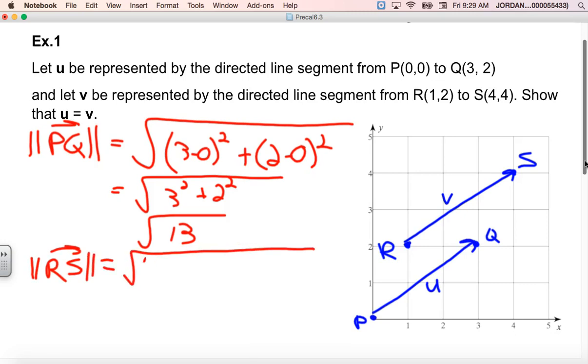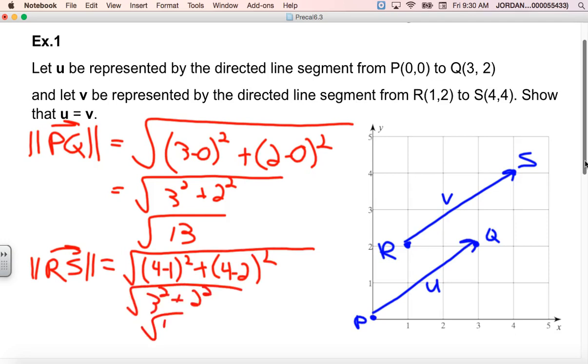So we're going to do the same thing, subtract the x's, so 4 minus 1 squared plus 4 minus 2 squared. And we get, again, 3 squared plus 2 squared, which is the square root of 13. So we see that the magnitudes are equal. So that's the first step.